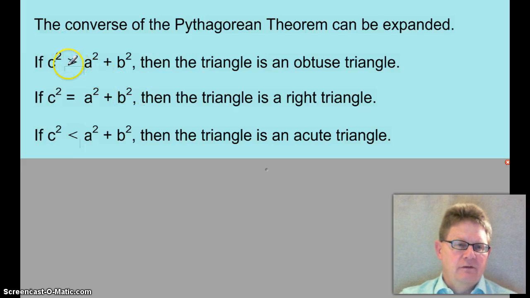With this greater than symbol, what's greater than 90 degrees? Obtuse. What's equal to 90 degrees? Right. What's less than 90 degrees? Acute. So when we set it up this way, it actually helps us remember, and it makes sense that it works that way. So go ahead and write this down, and then I'll come right back to you.